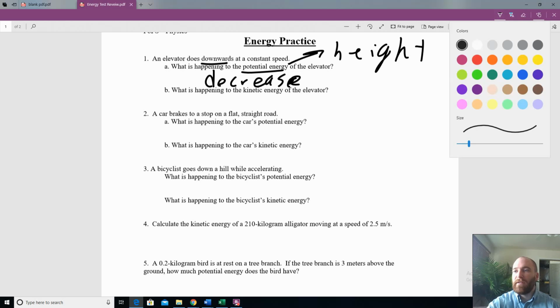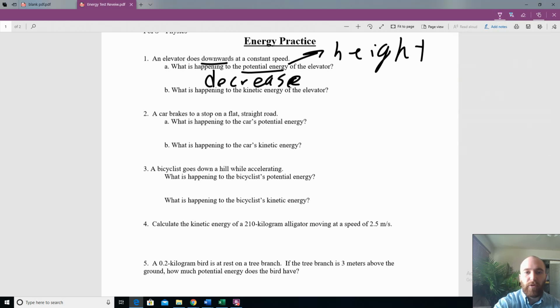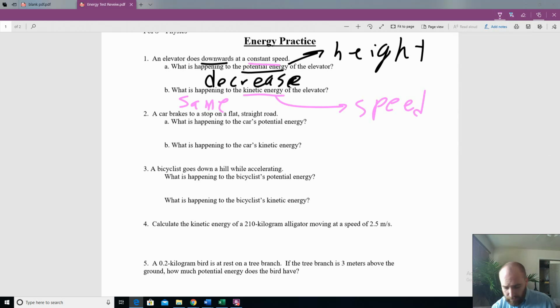Kinetic energy is a little bit different. That's the energy of motion. Anytime we want to figure out the kinetic energy, we're going to look at the speed and what's happening to that. This is a constant speed, so the kinetic energy is remaining the same. The speed isn't changing. And that's going to be the idea that we'll use for 2 and 3. Potential energy is related to height, kinetic energy is related to speed.